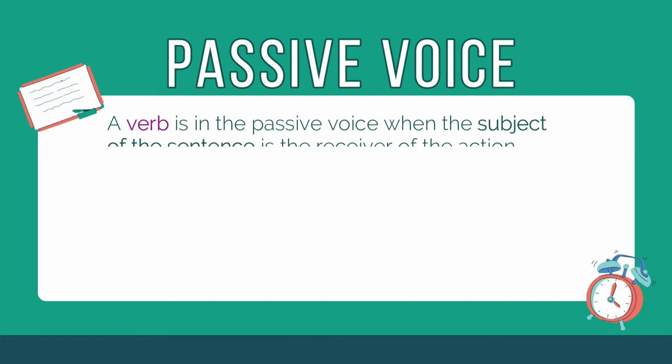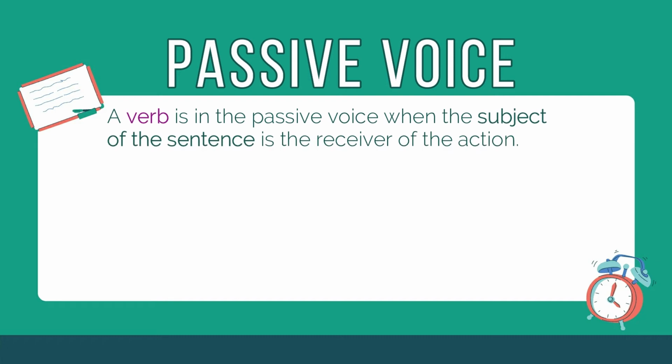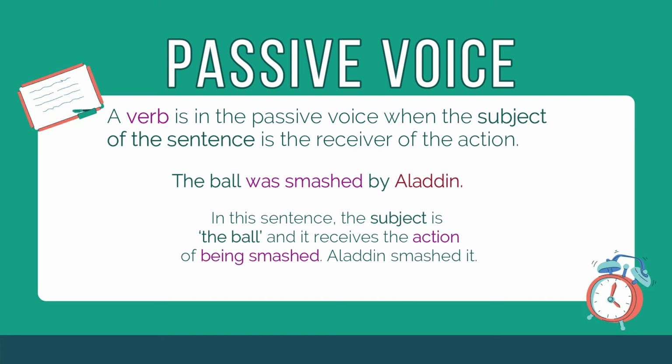A verb is in the passive voice when the subject of the sentence is the receiver of the action. Again, let's define it by example. The ball was smashed by Aladdin. Why is this sentence in passive voice? In this sentence, the subject is the ball and it receives the action of being smashed.